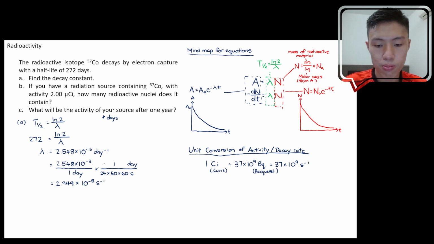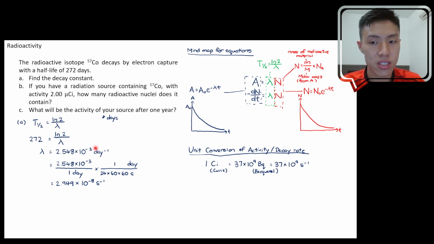Okay, so make sure to keep track of the time unit very carefully. If you put in your half-life in days, then your decay constant, your lambda, will be per day. Of course you can easily switch it around to per hour, to per minute, or even to per second. So that's just basic unit conversion.